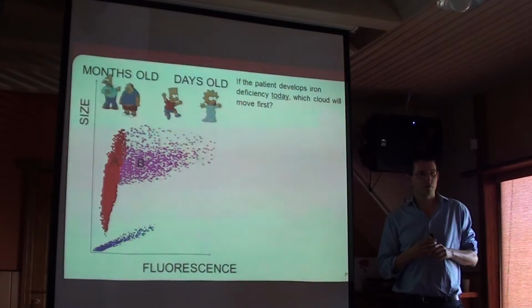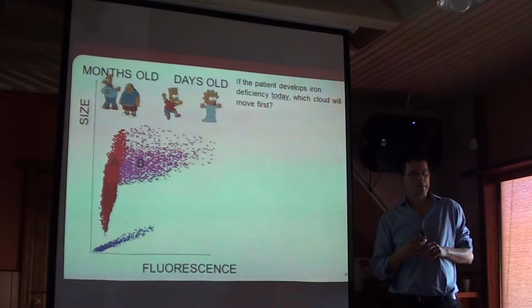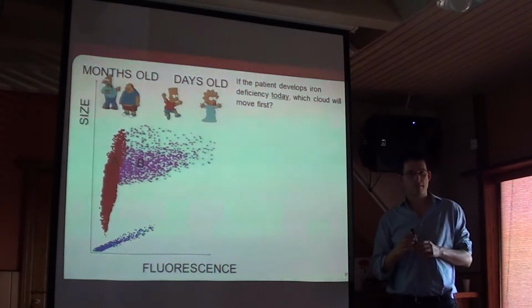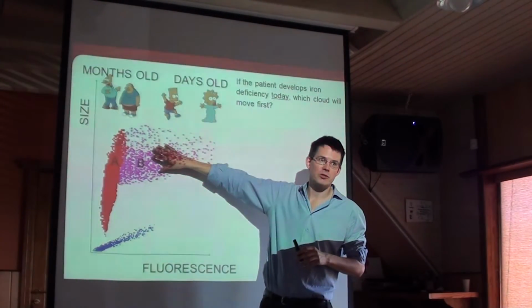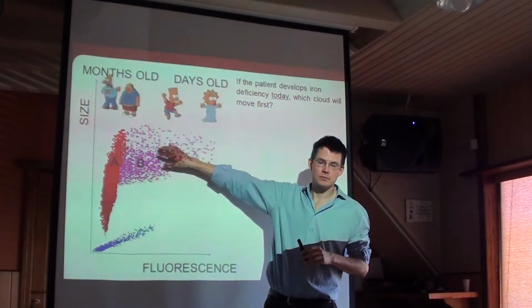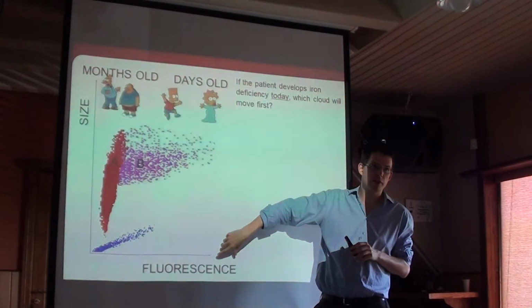Which cloud will move first? Sorry? B left. B. These are the ones that have just been made. Remember, young cells fluoresce more.